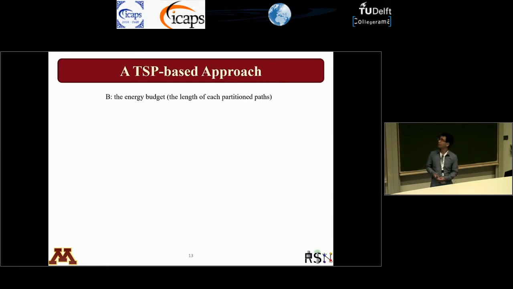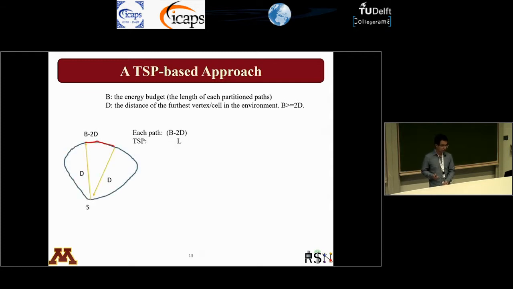Let's use B for the energy budget, which is the maximum distance the robot could move after being fully recharged. And let's use D for the distance of the furthest vertex, or the furthest cell in this environment. So we can also understand D as the radius of this environment. We know that the robot needs at most D units of energy to go to this TSP tour, and also needs at most D units to go back to the charging station. So each path can cover a B minus 2D portion of this TSP tour.